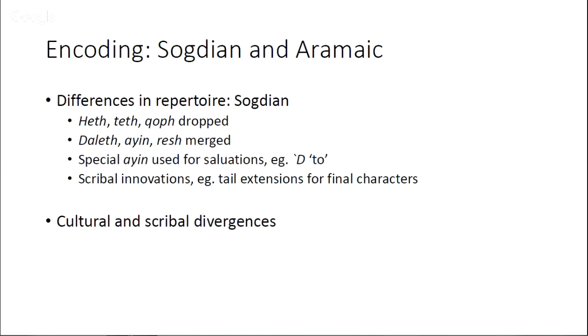So there were problems in that not all Sogdian sounds could be represented distinctively using the Sogdian script. But this is an issue that we have in English as well. How many allophones of A do we have, but we still use a single letter representing all of those? And then obviously there are cultural divergences. And I'll show you some of those here.